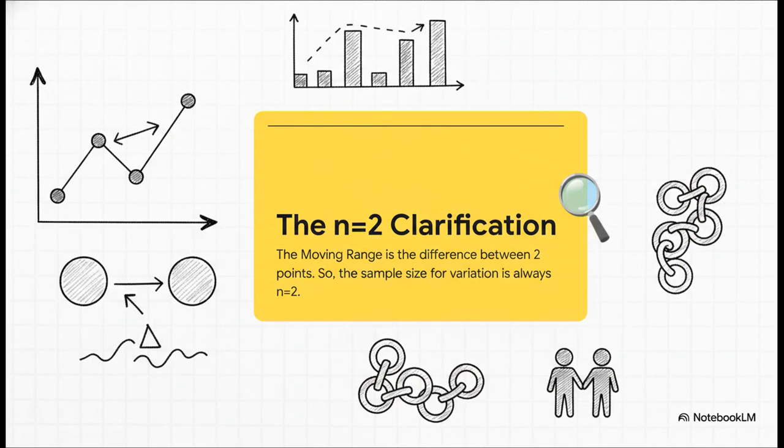While the top chart, the X chart, is plotting individual points where n is 1, the bottom chart, the MR chart that's all about variation, is built on the relationship between pairs of points. Every single moving range value comes from two measurements. So when it comes to calculating the limits for our process variation, the effective sample size is always 2. It's a subtle point, but it's absolutely critical.